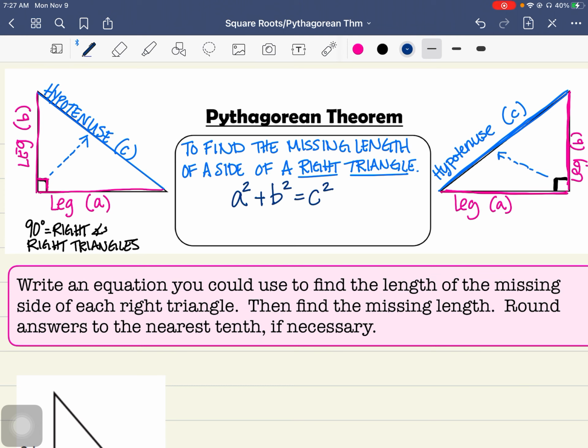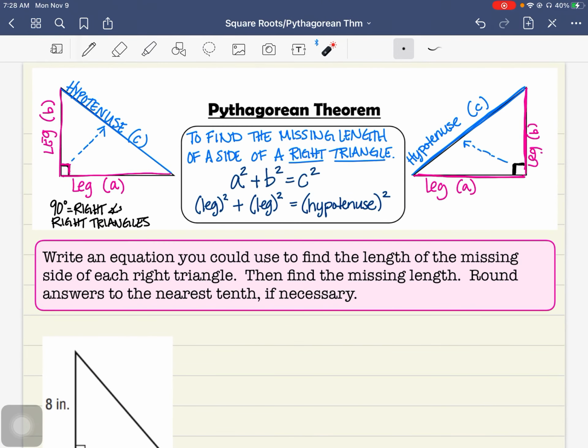So we take the length of one of the legs, we square it. We add the length of the second leg, and we square it, and it's going to equal the hypotenuse squared. So it's an equation, and if we know two of these, and it can be any combination of the two of these, we can solve that equation to find the length of the third side. So that's what we're going to be working on today and for the next lesson.